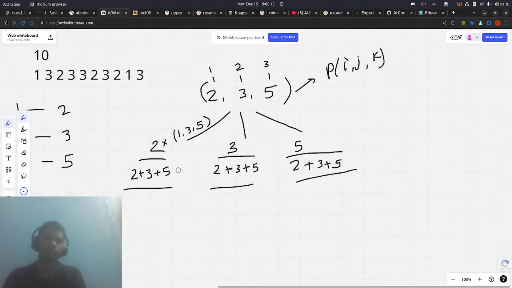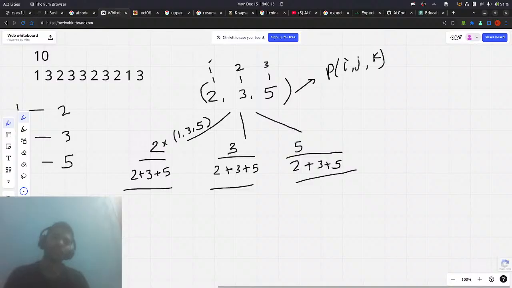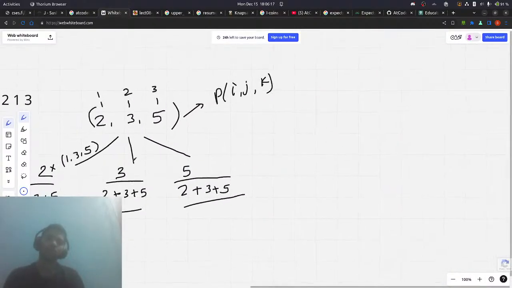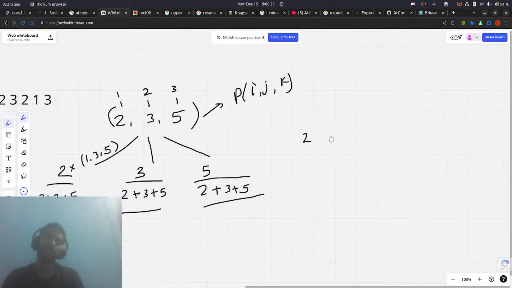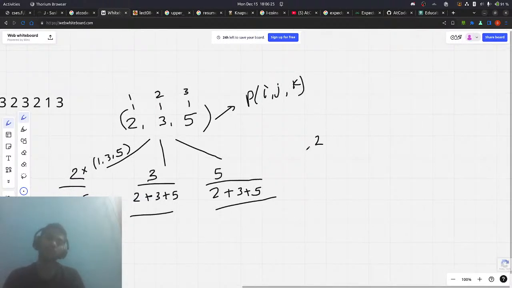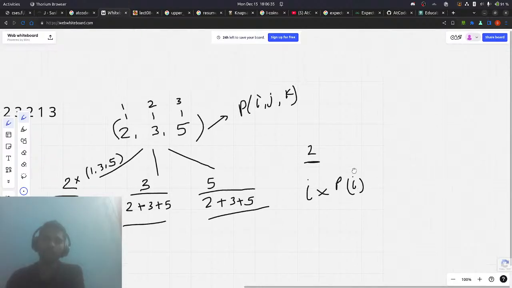So if I choose a pile of 1 here, then what will be the expected number of operations we need to perform? That will be the amount we have, so it will be like this, I into dp[I, J, K], something like that. That is the expected value, right?